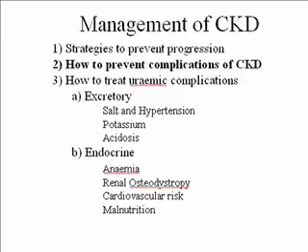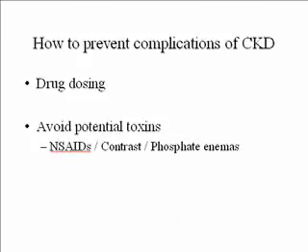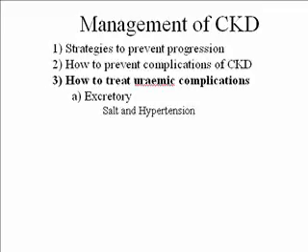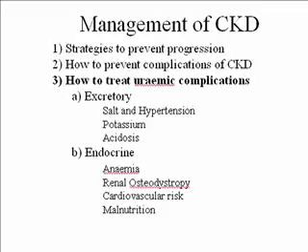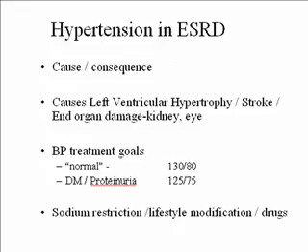The next part is how to prevent complications, and this really is about drugs. So in patients with decreased GFR, you need to be very careful about drug dosing. You'll need to reduce the dose of a lot of antibiotics and other medications. You should check the BNF. You also need to try and avoid some potential toxins. So you should avoid non-steroidals, avoid contrast, and avoid things like phosphodiesterase inhibitors in these patients, as these can all worsen renal function. I've looked at the complications and I've divided them into excretory and endocrine causes.